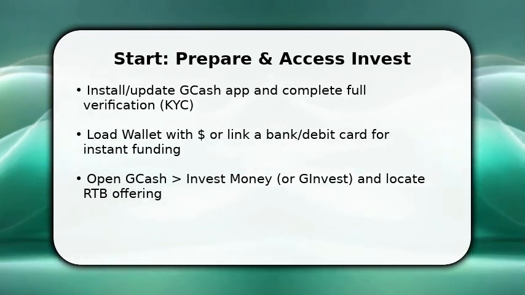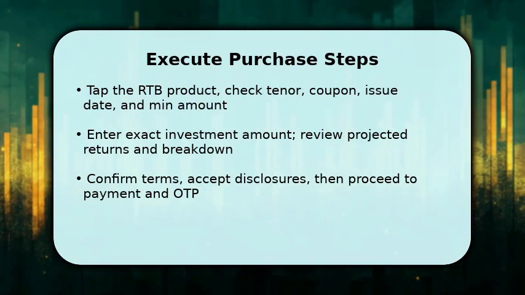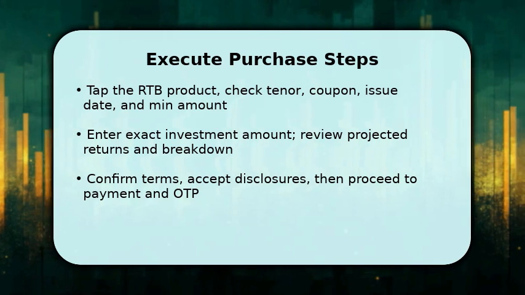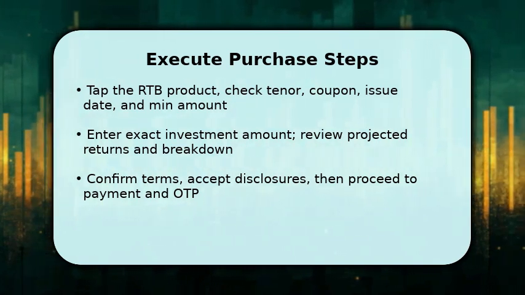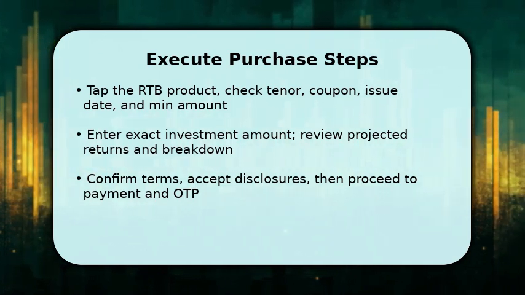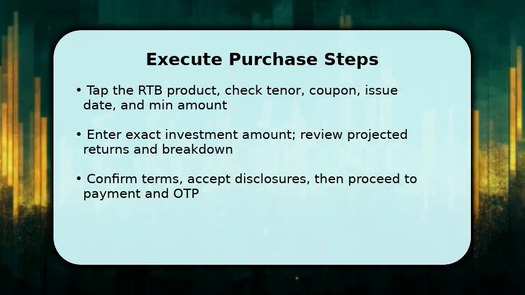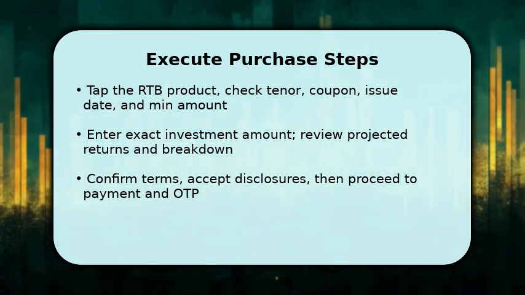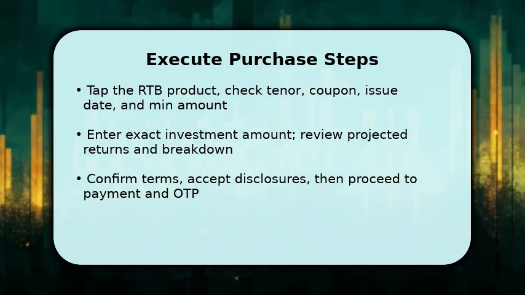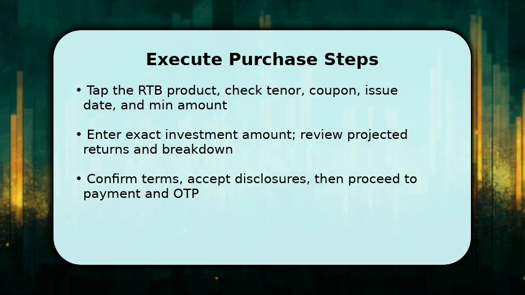Make sure to read the short listing summary before proceeding so you know the minimums and the offering window. You now select the specific RTB product and inspect the tenor, coupon rate, and minimum subscription. Once you understand the timeline and returns, enter the exact amount you want to invest, don't guess. Next, review the payment breakdown so you see the principal, any fees, and expected interest. After that, accept the disclosures and hit Confirm.